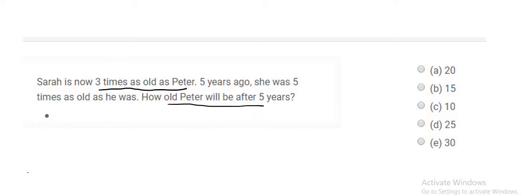So if we think that currently Sarah is S years old and Peter is P years old, then ultimately we have to find how old Peter will be after 5 years. That is, what will be P plus 5.